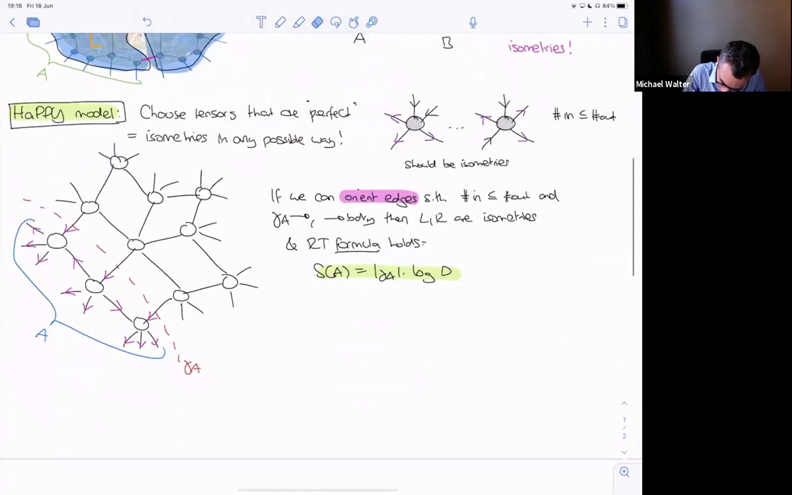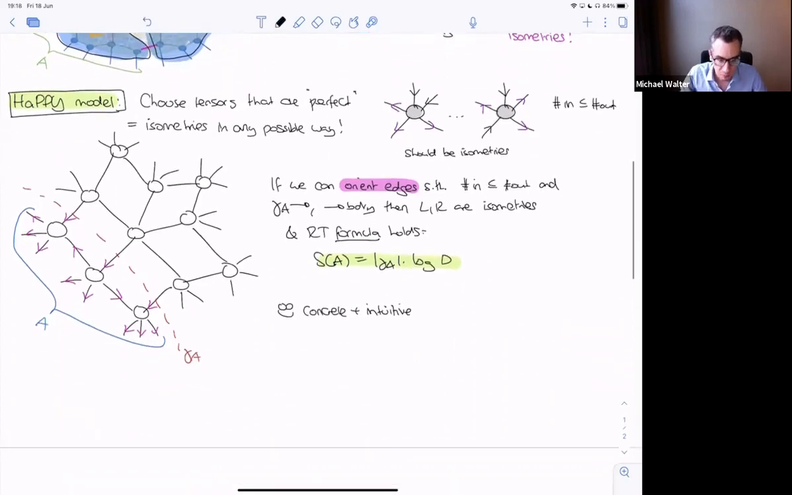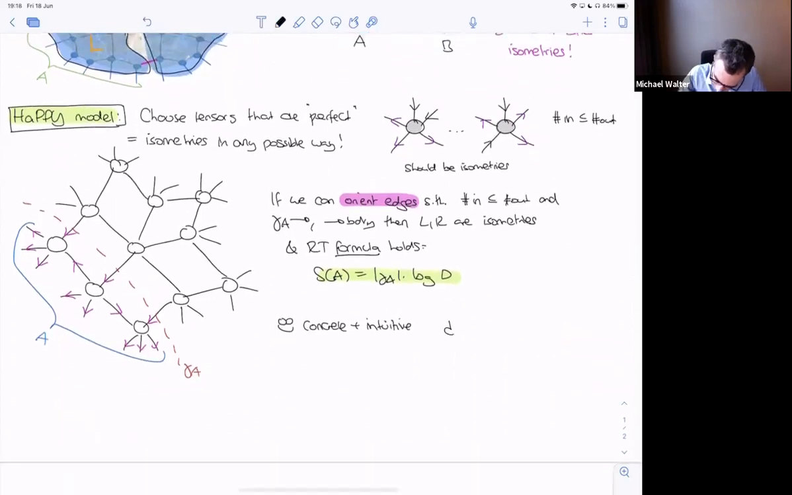So maybe to summarize, I think it's very nice. It's very concrete and intuitive in a way, what's going on, right? You're really decomposing your state, basically. You're finding in a graphical way a Schmidt decomposition of your state. But maybe it's not the end of the story, because it doesn't apply in generality.